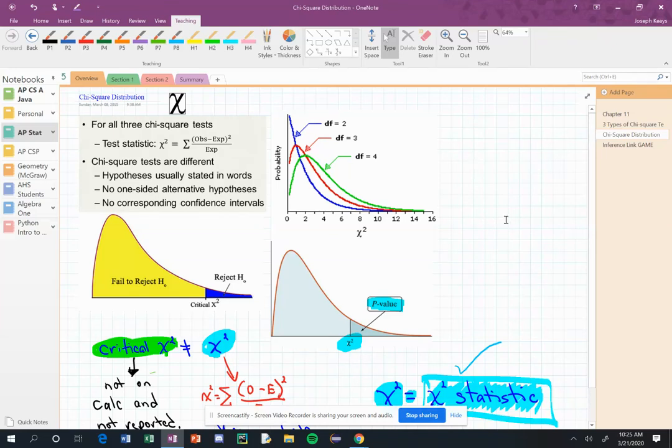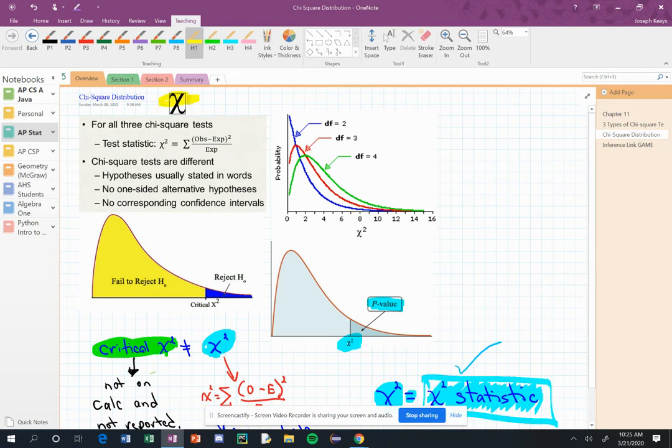Okay, my people, we are back. Let's go over some more details, some general details of all three tests, all three chi-squared tests and their distributions. Okay, so where do we start?